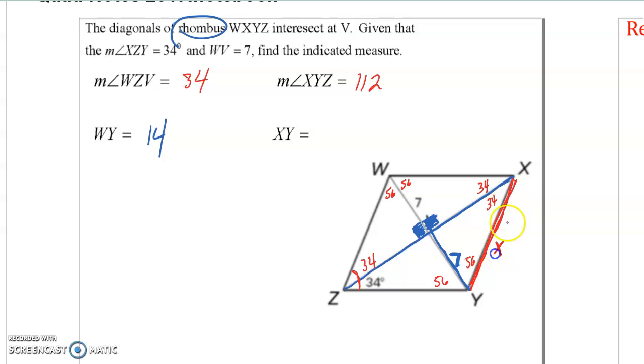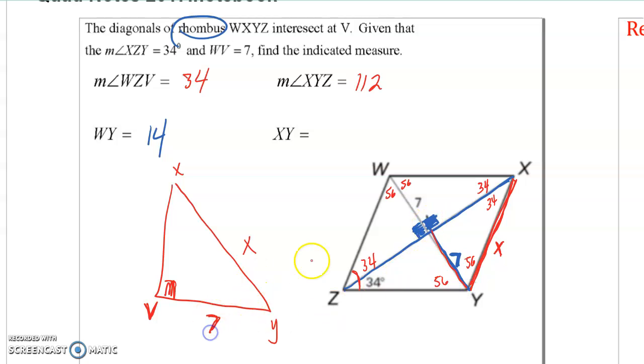Here is what I'm looking for, X. What I'm going to realize is I have a right triangle, and if you need the letters, this is X, this is Y, so this is where my X is. I know that this was V, so I know VY was 7, and I know down here's 56 degrees, or you could have used 34.